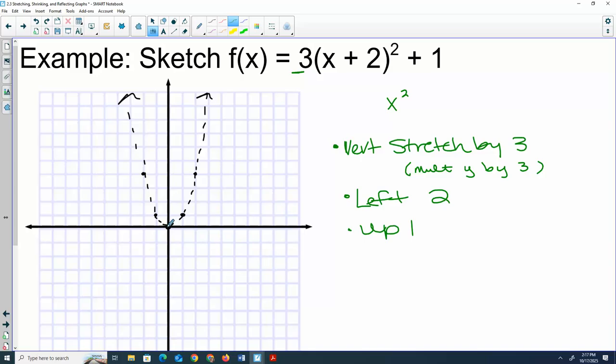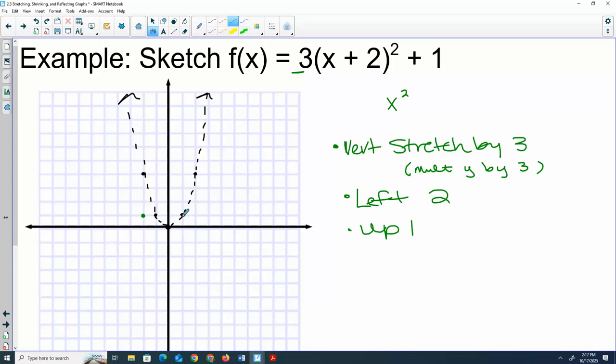So let's talk through and see if we can graph it. And if I lose you at any point, tell me and I'll back it up and break it into pieces. So I'm starting out by multiplying my y by 3. So here my y is 0. Times 3 is still 0, so it's still there. And then I move it left 2 and up 1.